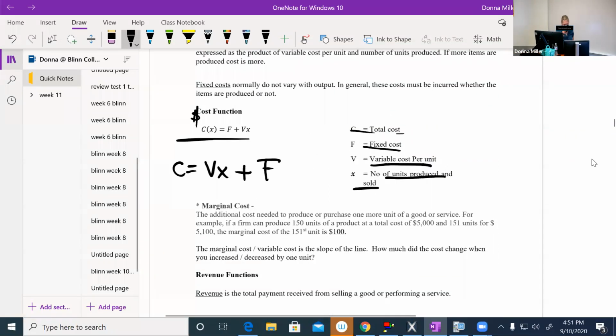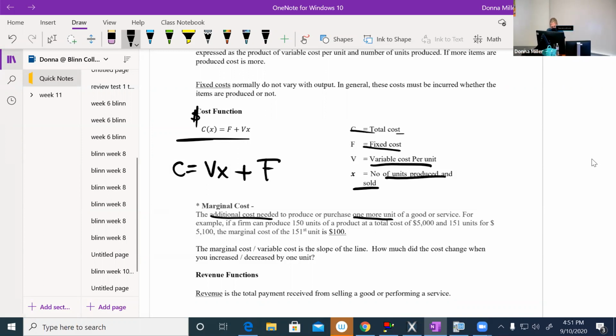All right, the word marginal. Marginal cost, you're going to see that in 1325. I'll tell you, whenever you see the word marginal, that is my hint for 1325: you take a derivative. Now, you don't know what a derivative is yet, but you will. The marginal cost is the additional cost needed to produce or purchase one more unit. That's how much it's going to cost me to make one more unit.